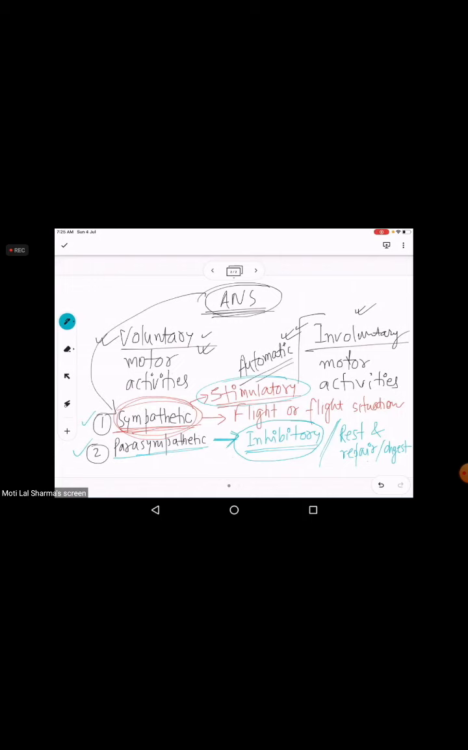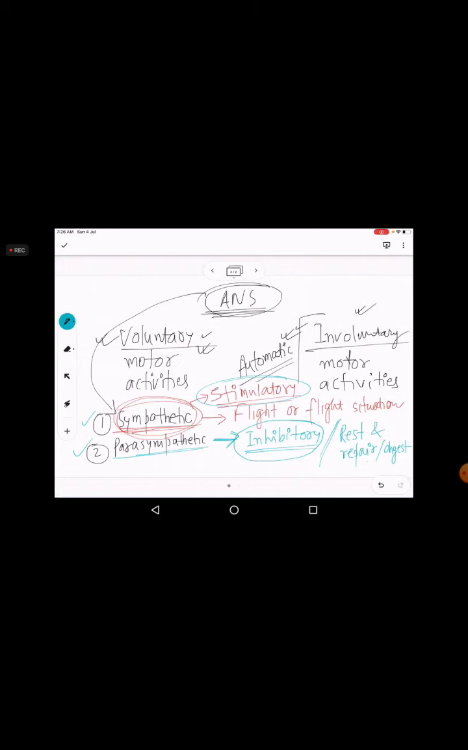So I think you have learned about sympathetic and parasympathetic. Sympathetic is for fight or flight situations, emergency situations, stressful situations, and mostly the effect is stimulatory. And the parasympathetic nervous system, not always, mostly I'm telling, is inhibitory in action, and parasympathetic is for rest and repair. When you are in a resting condition, whatever you do is because of this parasympathetic nervous system.